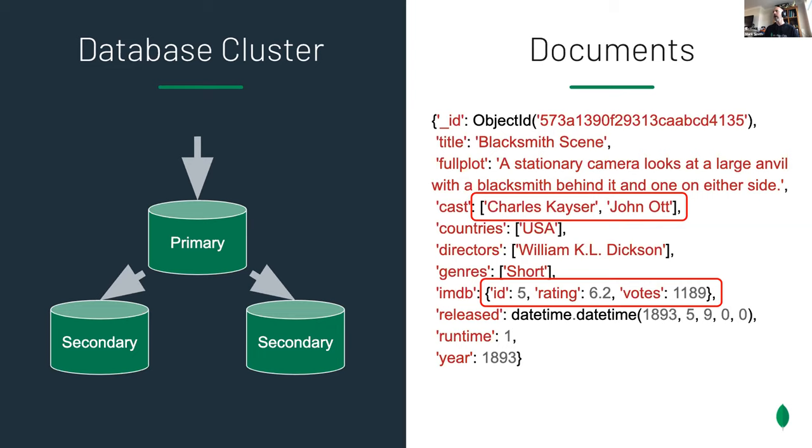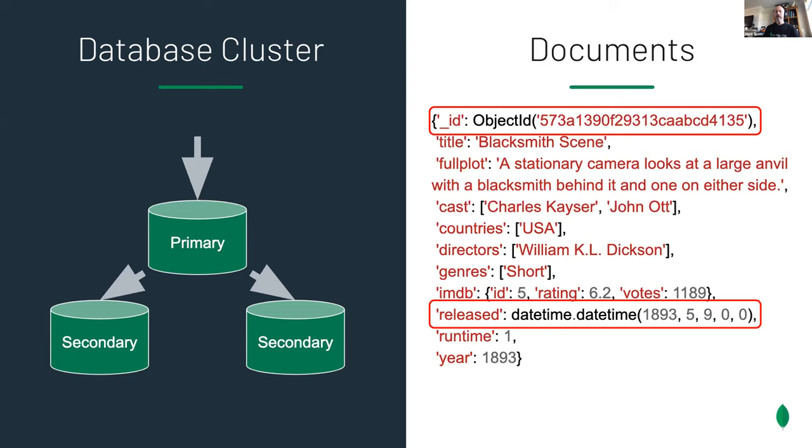You'll notice there's some types in here that can't be represented in JSON. So there's an object ID at the top, which you can break down to get other attributes out of it. And the datetime further down the bottom is a timestamp object that works natively with Python. And I'll say more about those in a moment.